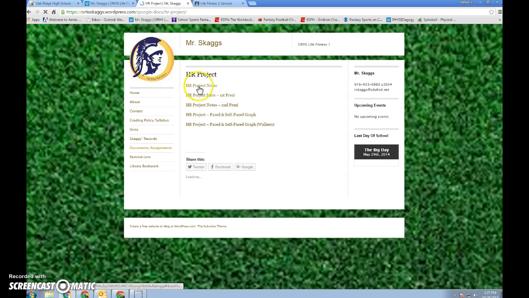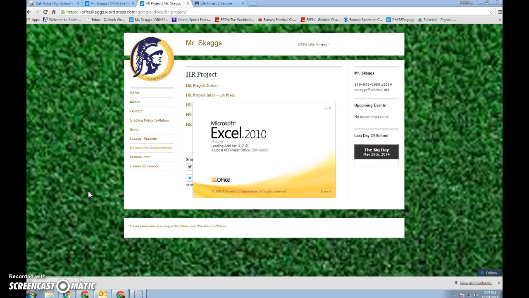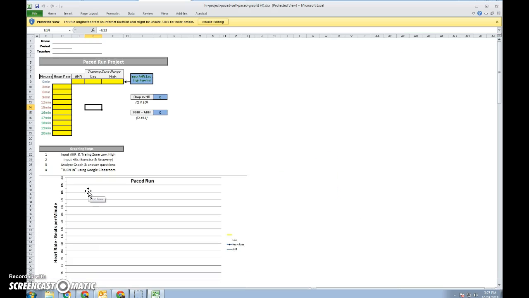In here you'll find our notes that we took on the heart rate project, including the 2 prezzies that we went over in class. Down here you'll find the project itself that you are going to need to complete and submit. So you will click on the appropriate one. It's going to download the Excel document, and I'll select it right down here. We'll wait for it to open up.